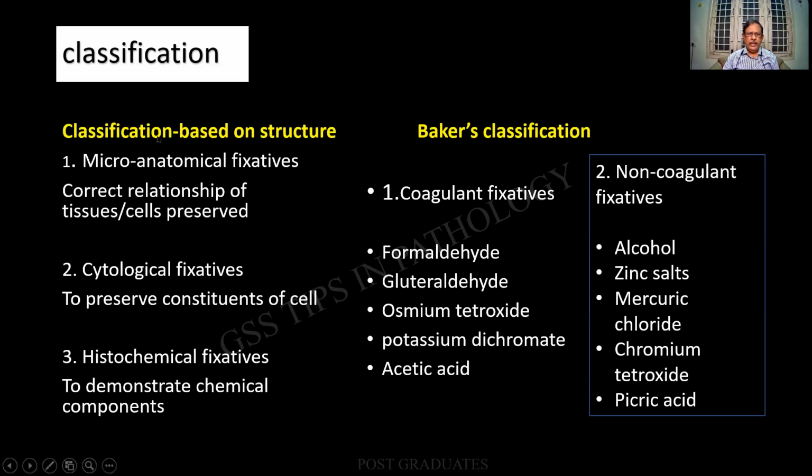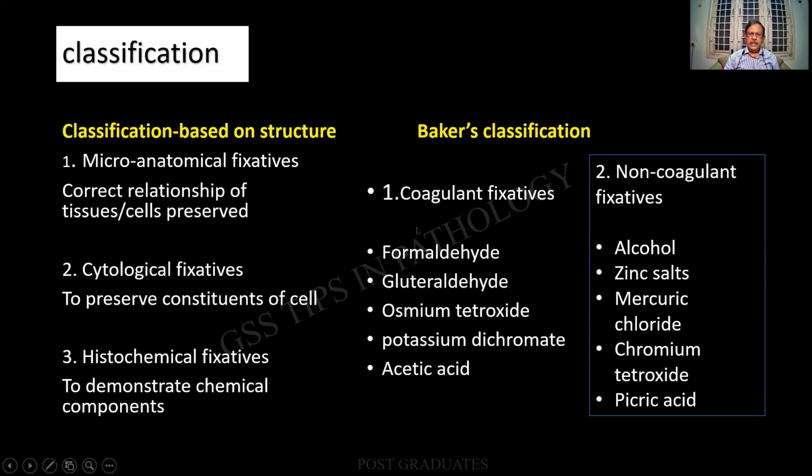Fixatives can be classified based on the structure. Accordingly, there can be microanatomical, which shows the exact structure of the slide, the cytology and the histology. Second one will be the cytological fixatives, namely the nucleus and the cytoplasm, and how the various constituents are being preserved. Third one is histochemical, preserving the histological and the chemical nature of it so as to demonstrate the chemical components. Example, what are you going to do when you do a PAS?